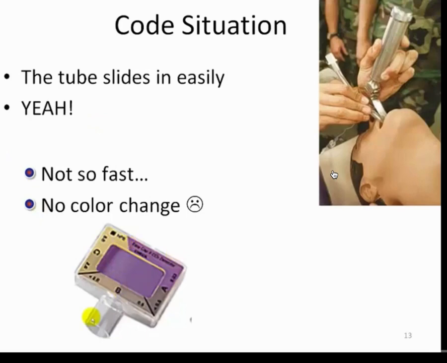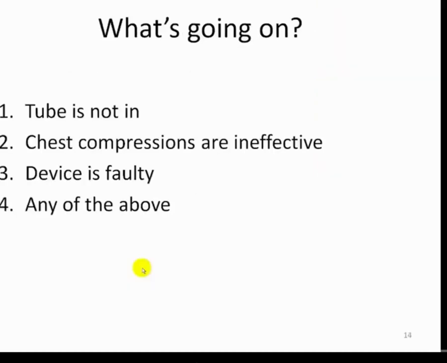And the problem is, there's no color change. So the tube has now been placed into the trachea of the patient, and the chemical device is placed on here. You're waiting for the color change, and you're waiting for CO2 to pass through here, but you don't see any. And so the question is why? What are some possibilities as to what's going on?